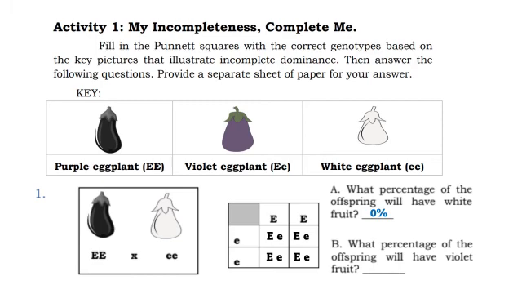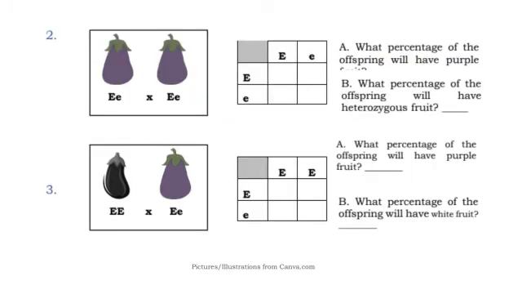What percentage of the offspring will have violet fruit? All of the offspring have violet fruit, therefore 100% of the offspring have violet fruit, or are violet in color. So for the following question, you can do it now.